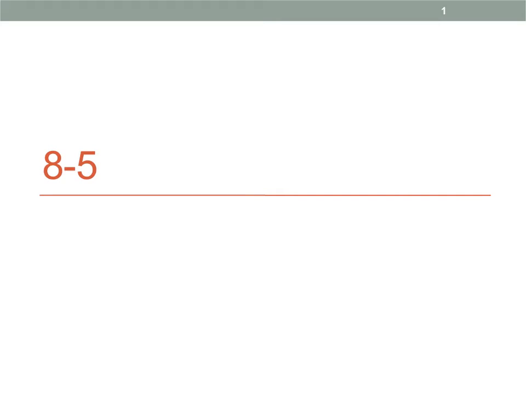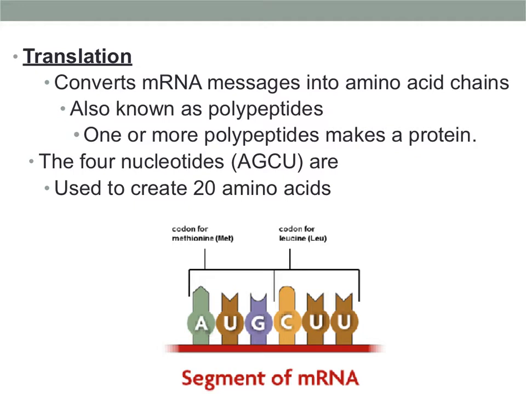Section 8.5, Translation. Translation converts the messenger RNA messages that were made during transcription in the nucleus into amino acid chains, or polypeptides. One or more polypeptides will make up a protein.